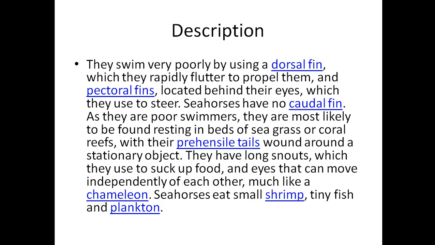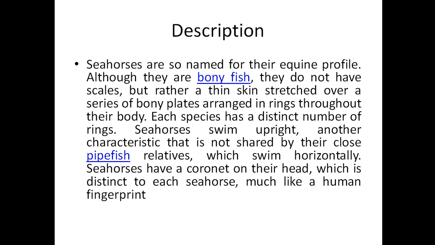Usually seahorses have no caudal fin, and throughout, each species has a distinct number of rings. The identification or differentiation between the species is the number of bony rings throughout their body. Each species has a distinct number of rings.